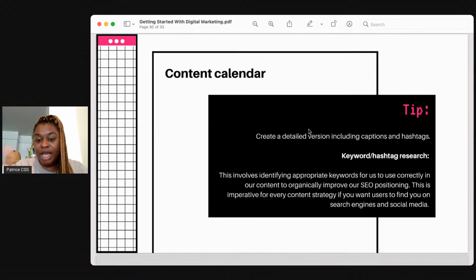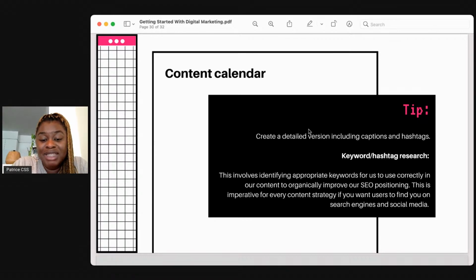This is just a tip. Create a detailed version of your calendar, including captions and hashtags, so that you're not confused on what should I post today. Like, there's no question. You know what you need to put out that day. You know what the caption is. You know what time it's going out. You know what hashtags you're using.